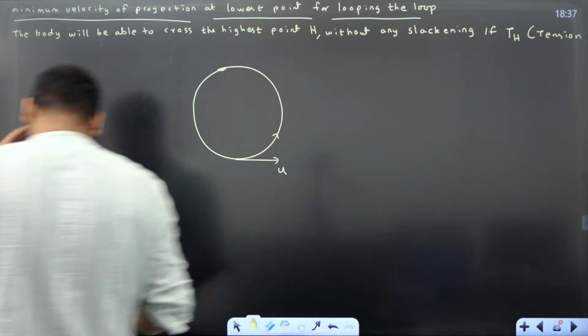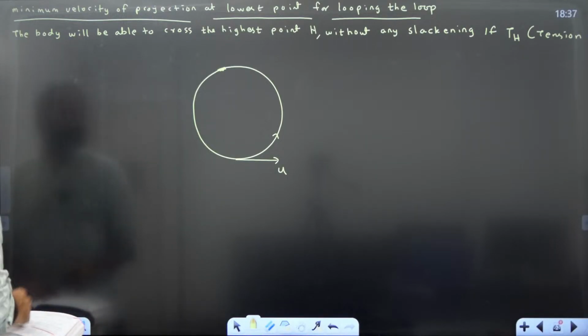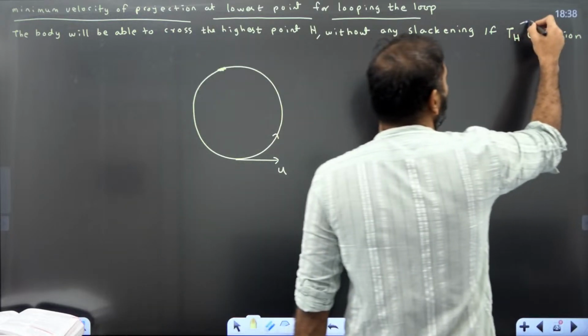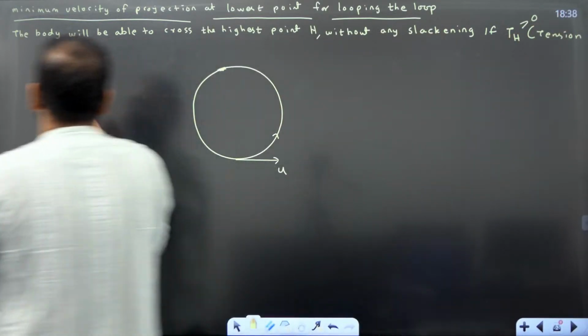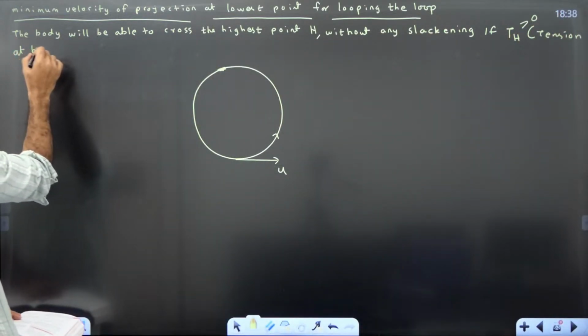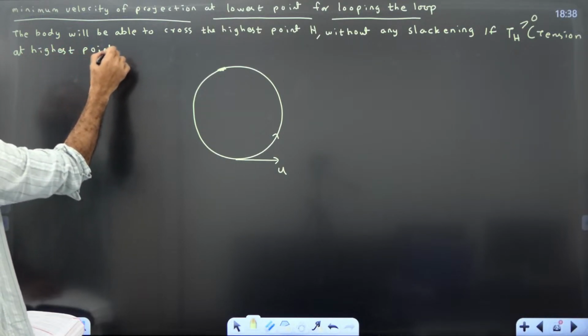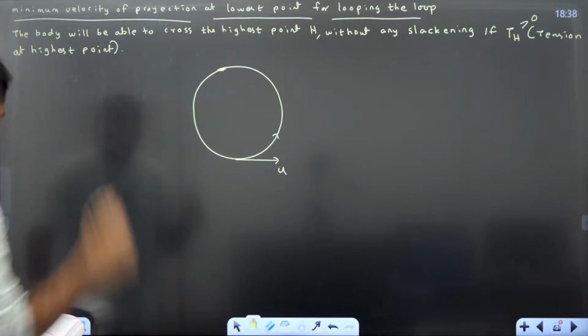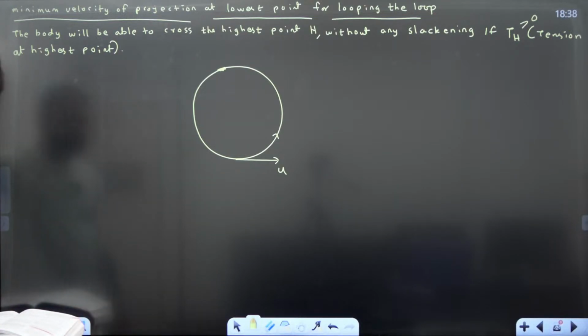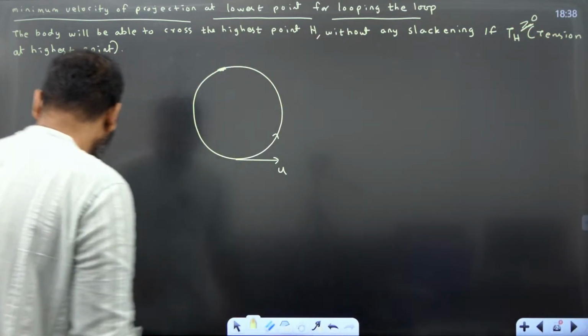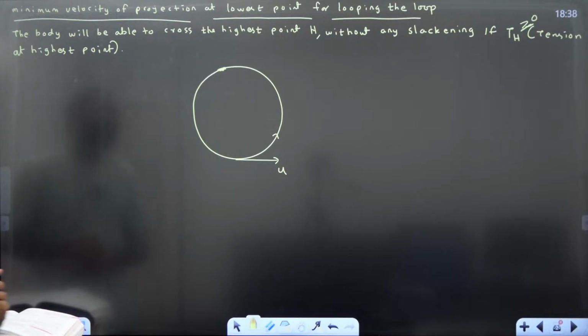Tension, if TH greater than 0. If TH greater than 0, what is TH? Tension at the highest point. So what is the condition? Tension at the highest point should be greater than or equal to 0. TH greater than or equal to 0. That is the condition for looping the loop.